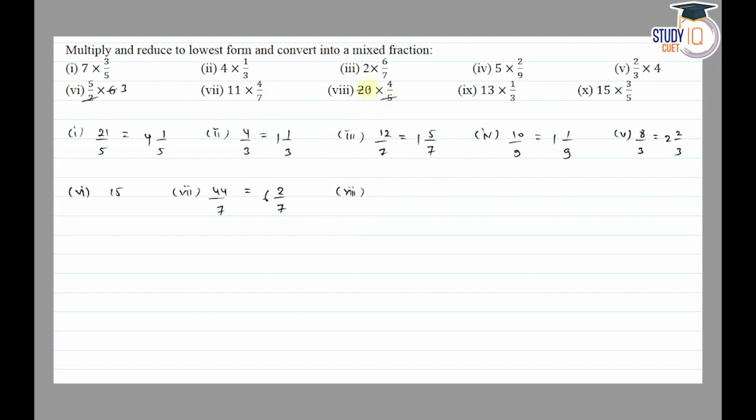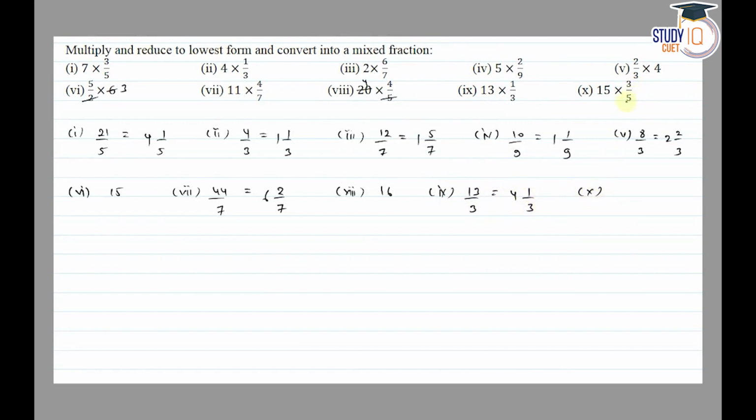Then eighth, 5 से कैंसिल आउट हो जाएगा, 20 4 times, so 4 into 4 is 16. Then ninth, 13 into 1 is 13 by 3, so 3 से 3 4s are 12, so 4 times completely, then the remainder is 1 upon 3.